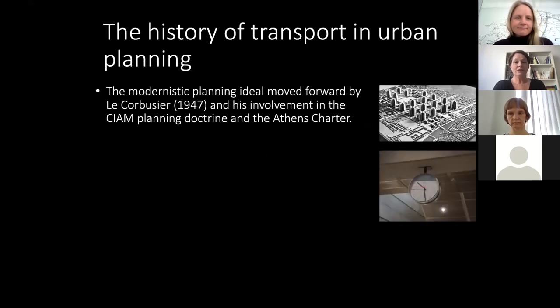But basically, one of the things that happened exactly due to this role the car came to play, because it was so practical, is that there was this modernistic planning ideal moved forward by Le Corbusier and his involvement in the CIAM planning doctrine and the Athens Charter. It was basically a way of thinking, after the Second World War, about how we get clean, efficient cities. How do we get back on track after some of these wars, especially the Second World War, ruined a lot of cities?